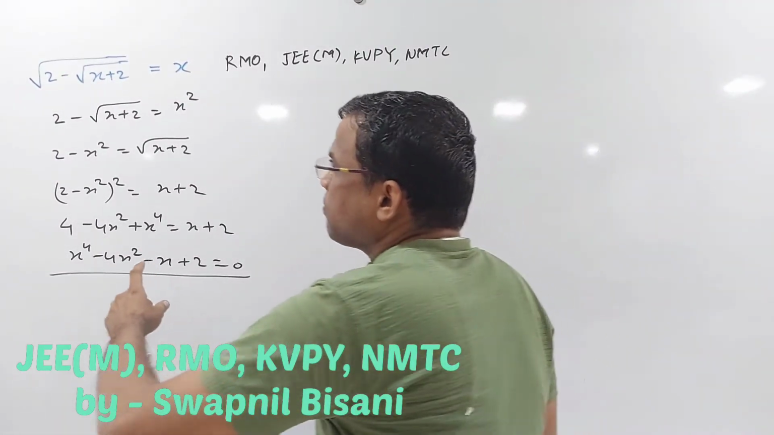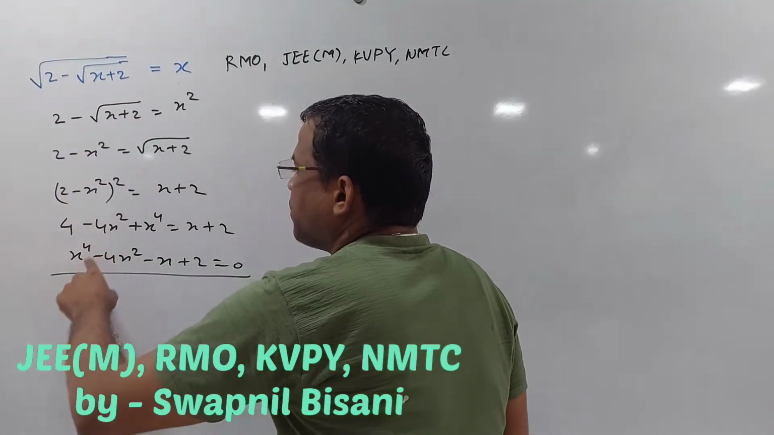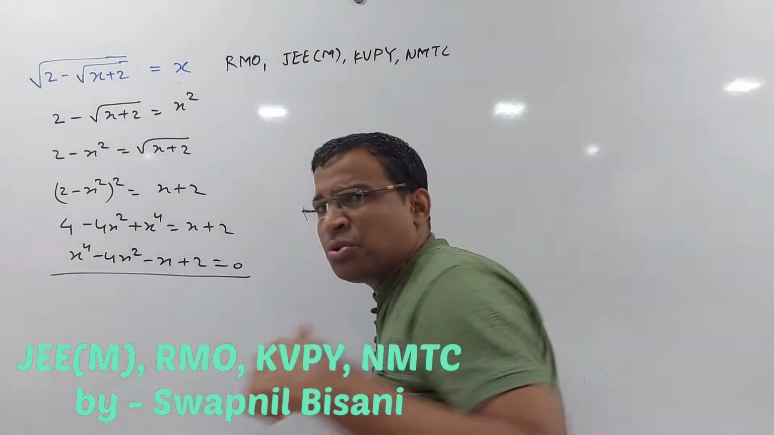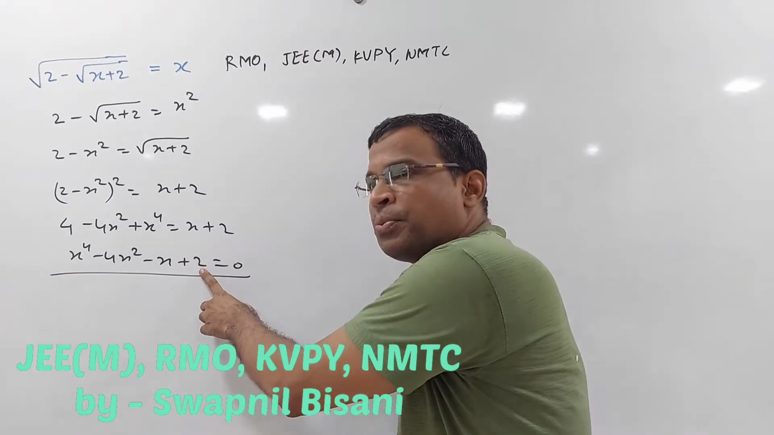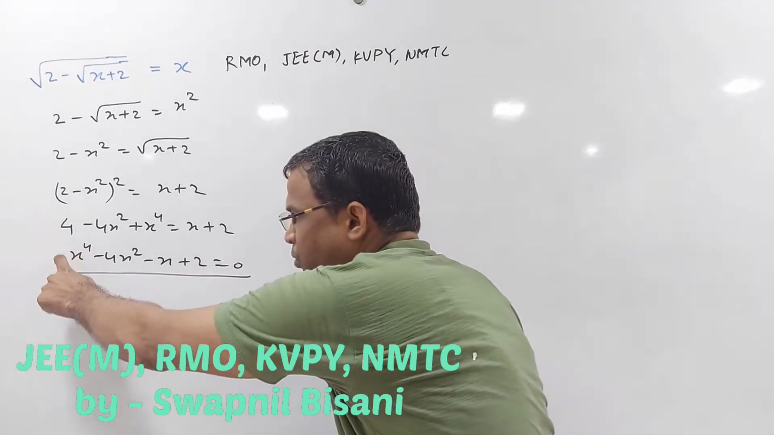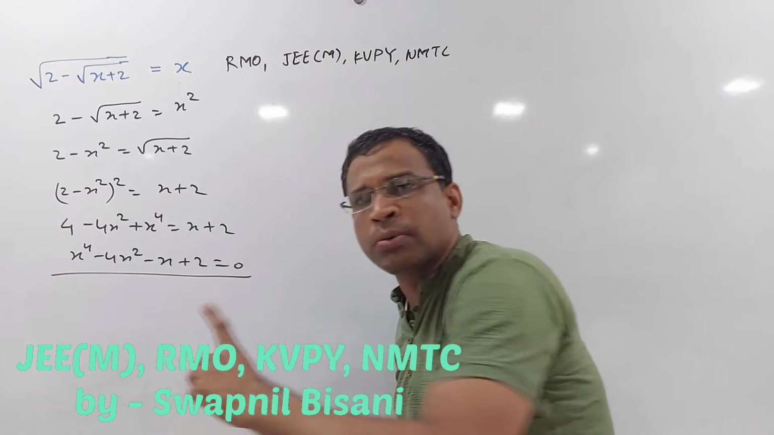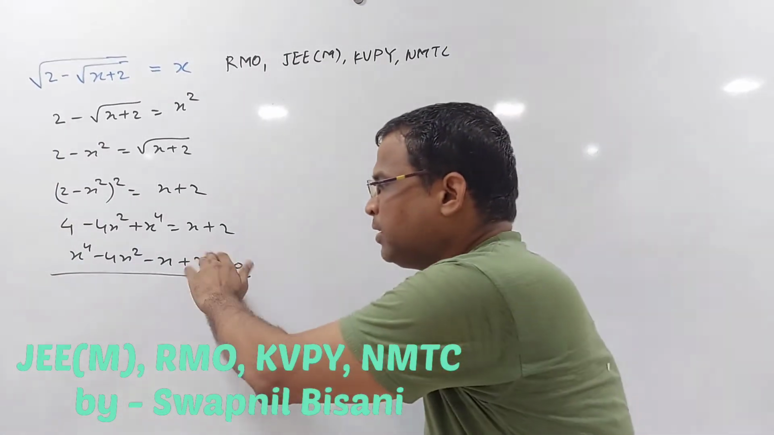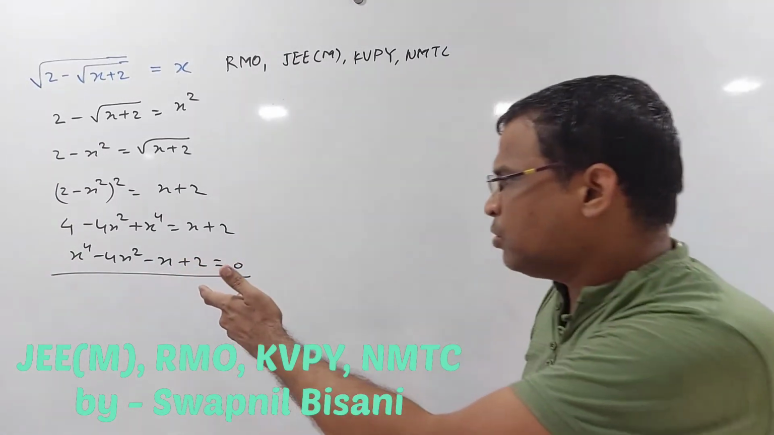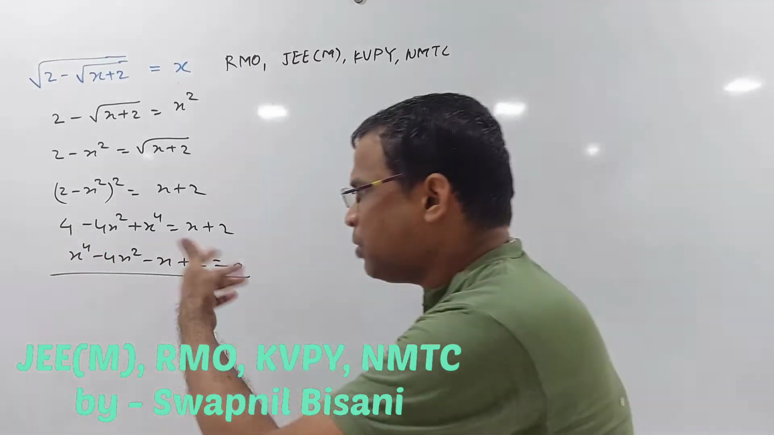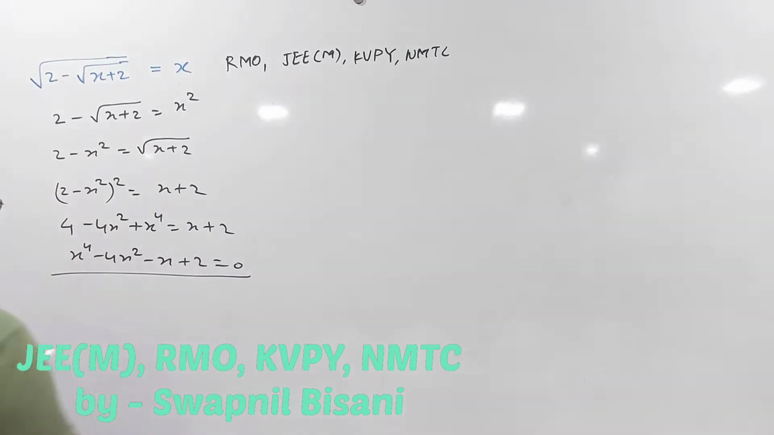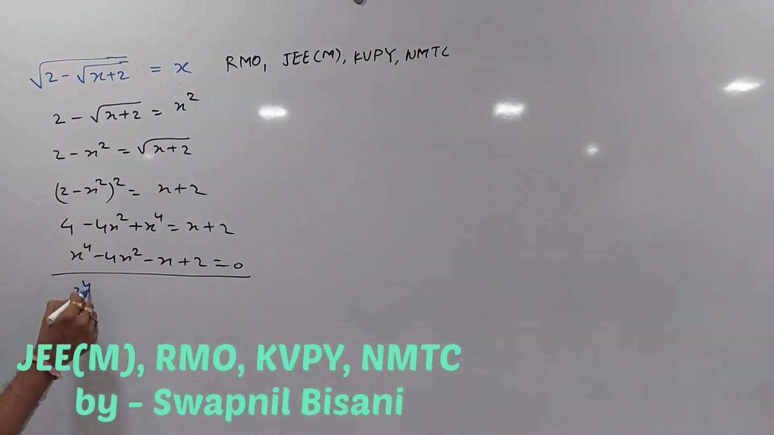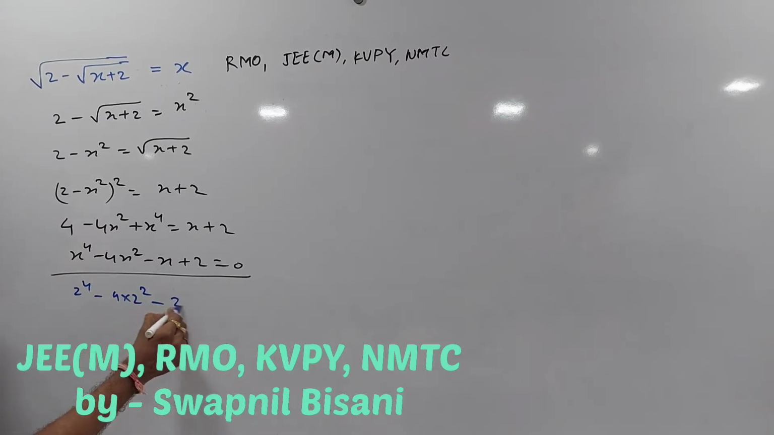For example, just check the value x as 2. Why did I take 2? Because, 9th standard concept, factors of the absolute term 2 are 1 and 2, and there is no other term here. The coefficient of x power 4 is 1, so possible values are 1, 2, minus 1, minus 2. So 1 is not possible. If I check with 2, let me try this for you guys. So 2 power 4 minus 4 into 2 square minus 2 plus 2.